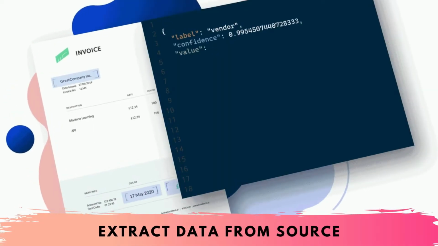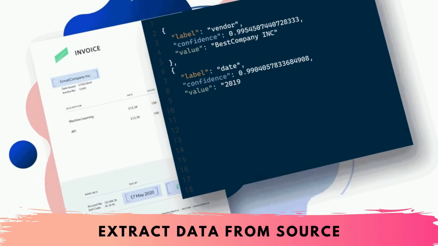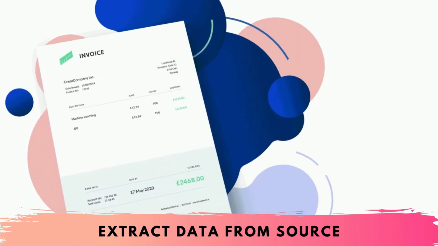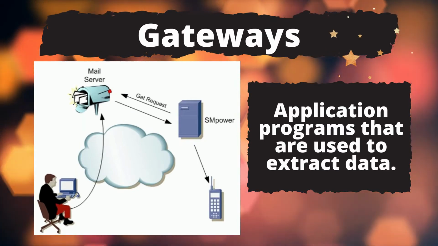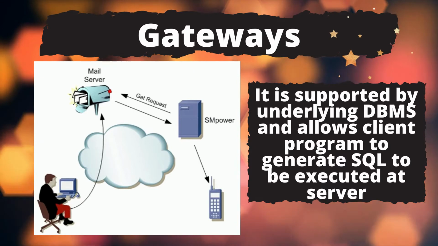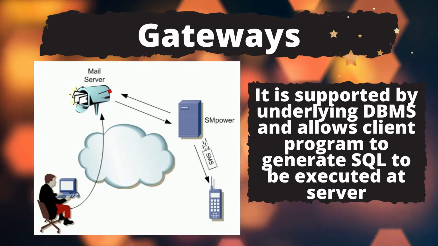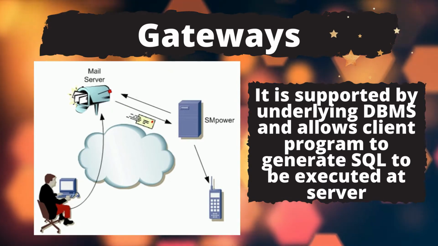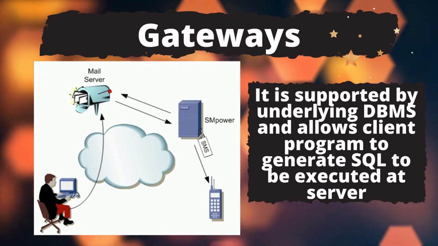Extract data from source. The data is extracted from the operational database or the external information providers. Gateways are the application programs that are used to extract data. It is supported by the underlying DBMS and allows the client program to generate SQL to be executed at the server. Open Database Connectivity and Java Database Connectivity are examples of gateways used to perform this function.